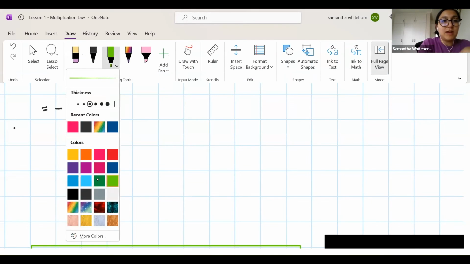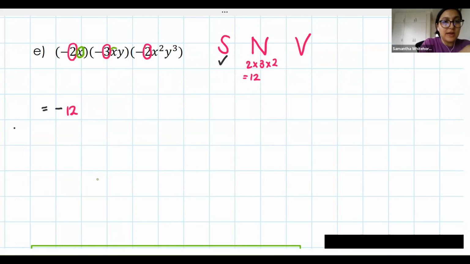And now when I get to my variables, I've got the x's, so x times x squared, which means that when I add all of these exponents, remember the x's that have no exponents do actually have exponents of 1. I've got x to the power 1 plus 1 plus 2. And then separately, I do my y's because they're different variables. Now I've got y times y cubed. This y again has an exponent of 1. So I've got 1 plus 3.